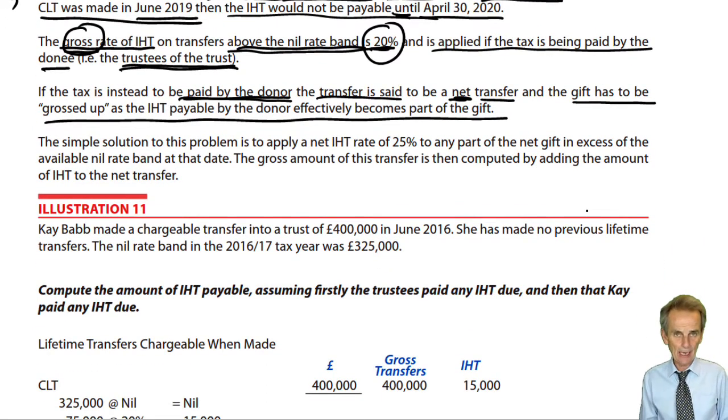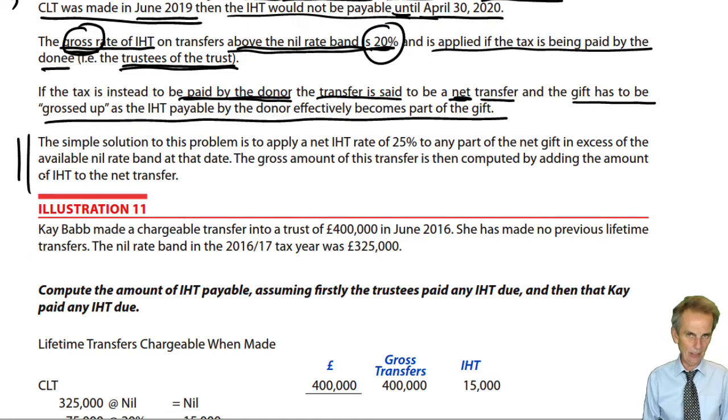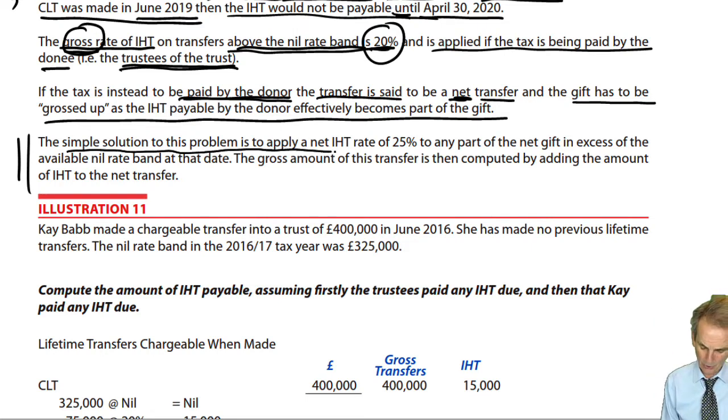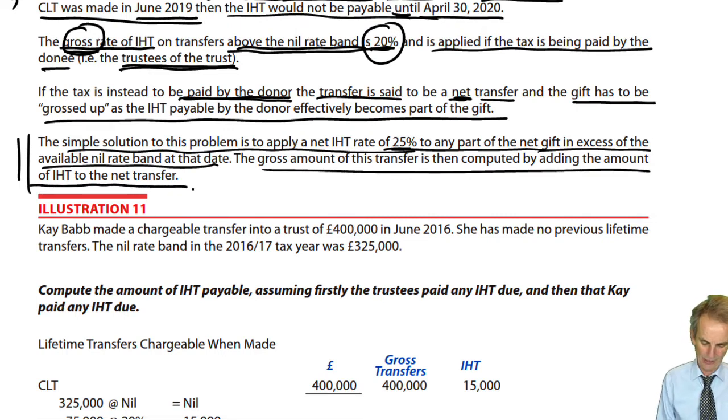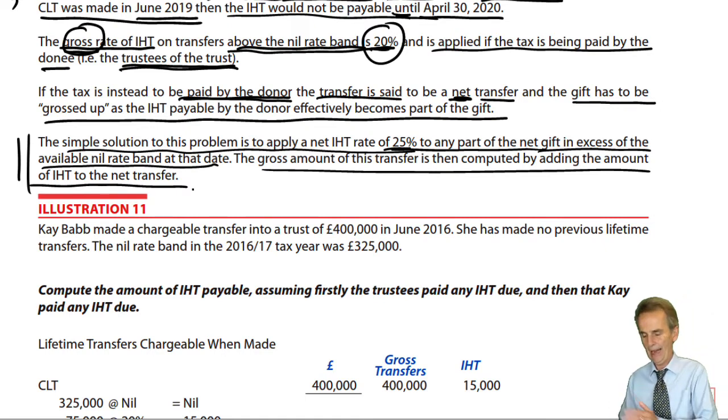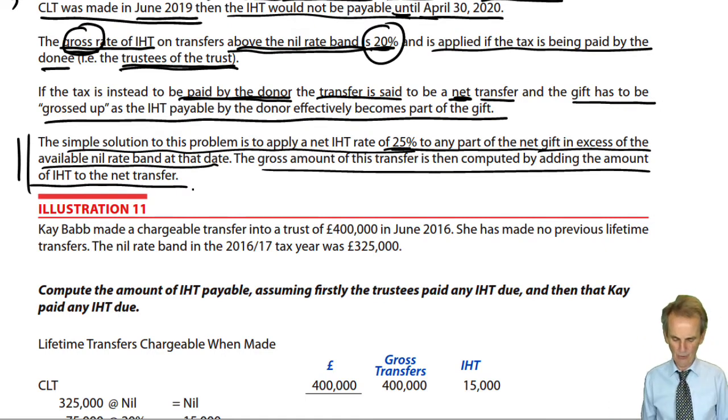As regards how we deal with those net transfers, we won't yet understand this. We'll explain it more as we go through. But the simple solution to this problem is to apply a net rate, IHT rate of 25% to any part of the net gift in excess of the available nil rate band at that date. The gross amount of this transfer is then computed by adding the amount of IHT. If you take the net transfer, add on the IHT, that gives you the gross transfer. How we do that, we'll look at in a moment.